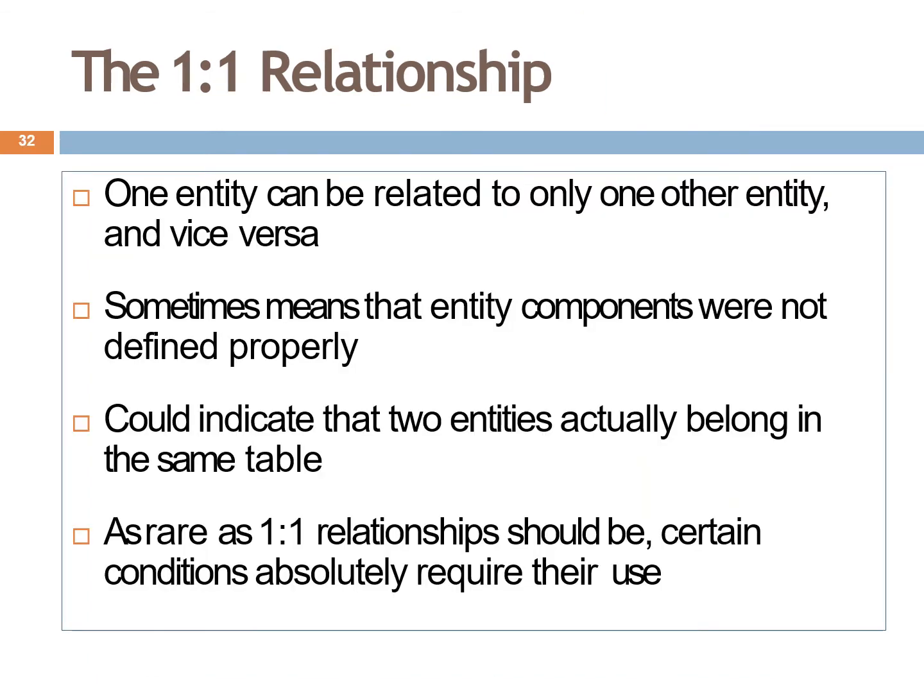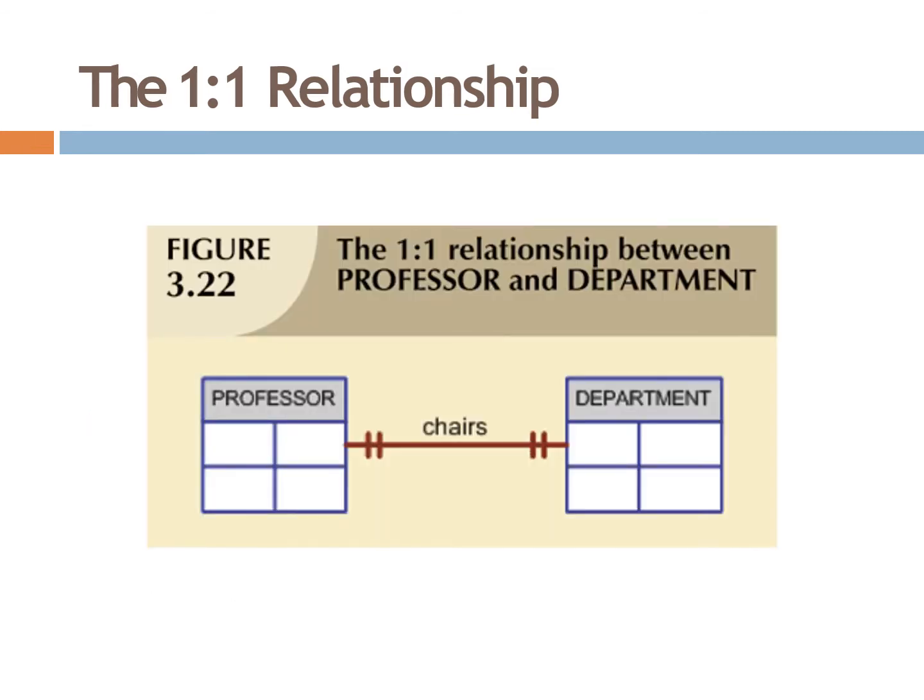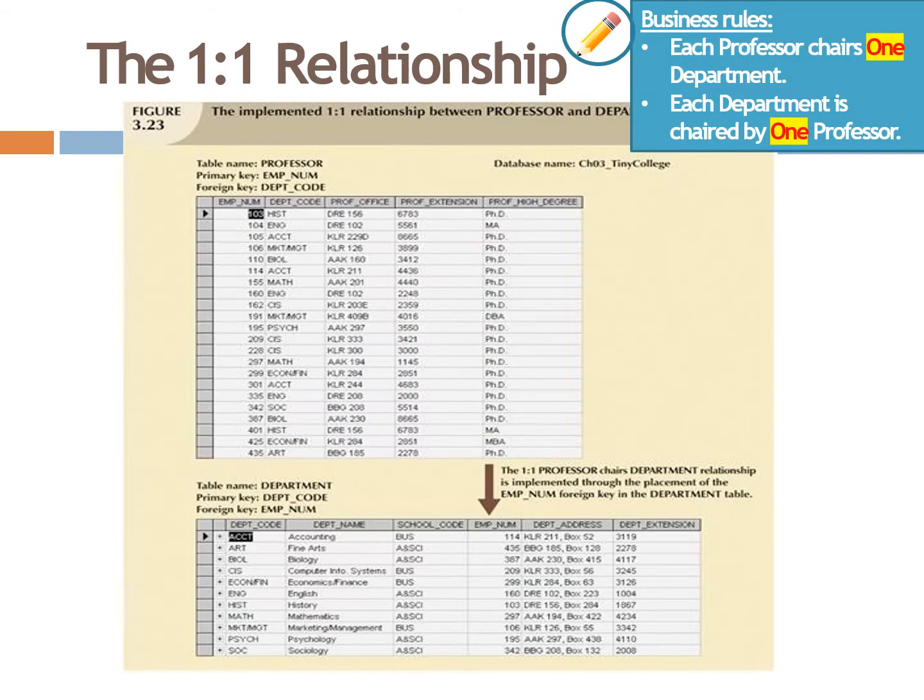Next is one-to-one relationship. Okay, this is an example. Professor chairs department. Okay, business rule. If we want to write a business rule, each professor chairs one department. Each department is chaired by one professor. And if you look at the business rule, you can identify this is one-to-one relationship. But remember, bear in mind, one-to-one relationship is very rare in a database.